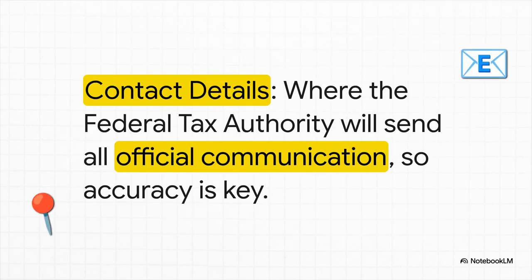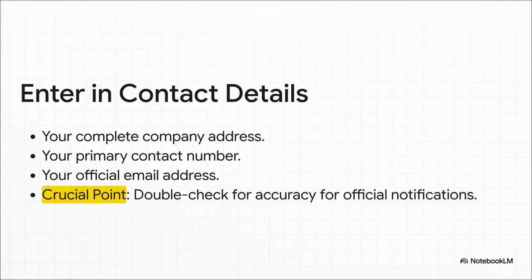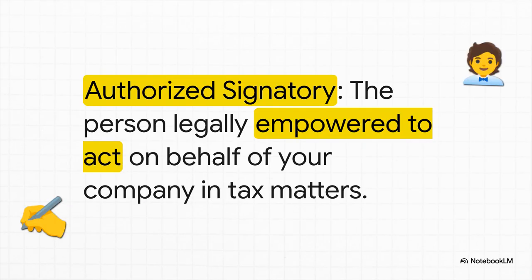Gate 3 is a nice and easy one, your contact details. But don't let the simplicity fool you. This is where the Federal Tax Authority will send everything, so accuracy is absolutely critical. I know it seems basic, but this is one of the most important sections to get right. A simple typo in your email address here could mean you miss a critical notification down the road, so just take an extra second and proofread everything on this page. We are almost there, I promise.